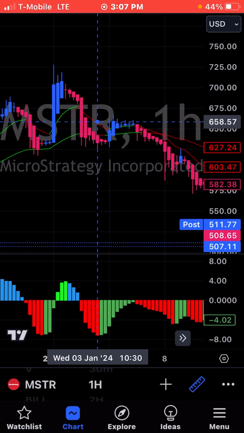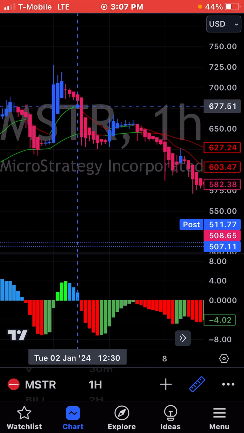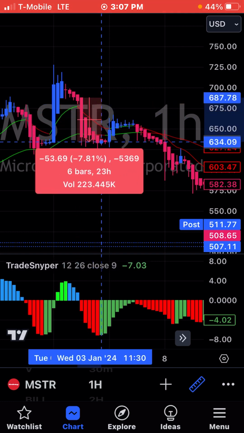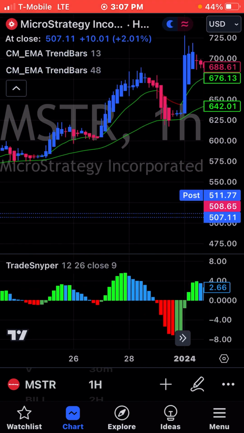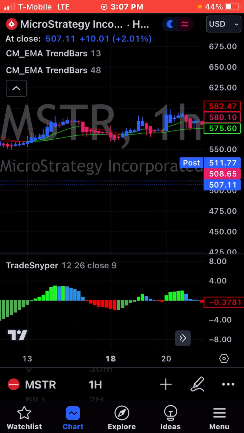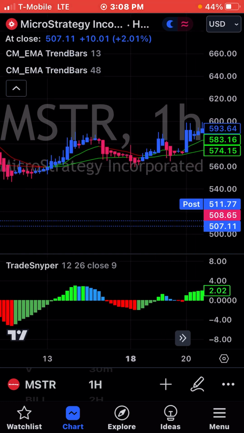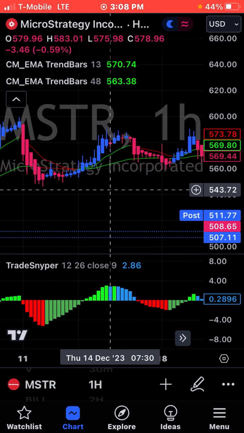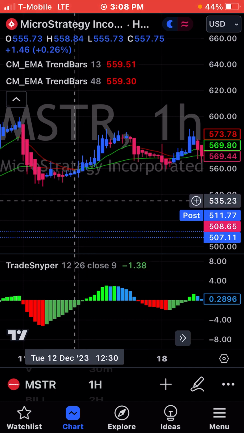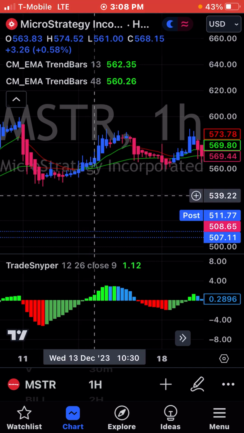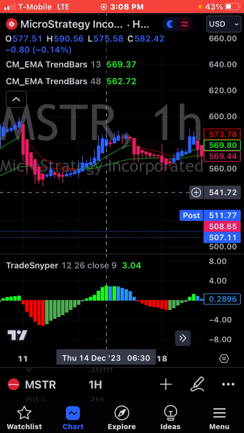Now, doing options with MicroStrategy, the contracts are very, very expensive. There's two different ways you guys can do this. But if you want to do options, you could have rode this out and made, I think, about $5,000. So that's how you do it with options. It's very expensive. You first have to identify the overall trend, which is moving with Bitcoin. So you just look at your TradeSnyper, and when it goes from down to up, as long as it is green, if it's bright green, it's a good time.